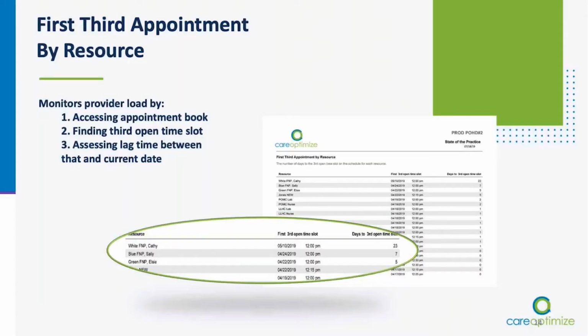First, third appointment. This particular segment of the state of the practice report is really neat. It monitors the provider load by accessing appointment books and then finding the third open time slot. This also allows you to assess the lag time between that and the current date. So just determining when in the future your providers are going to have their third open time slot available will indicate how busy they are and which ones we want to drive traffic towards and book up on the appointment book.